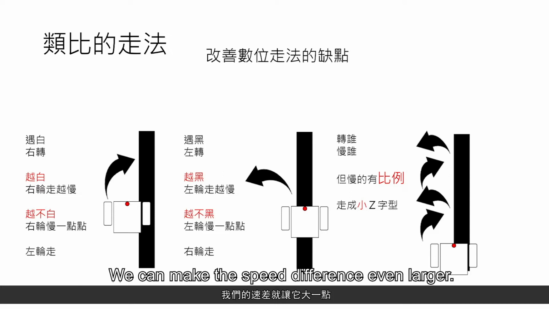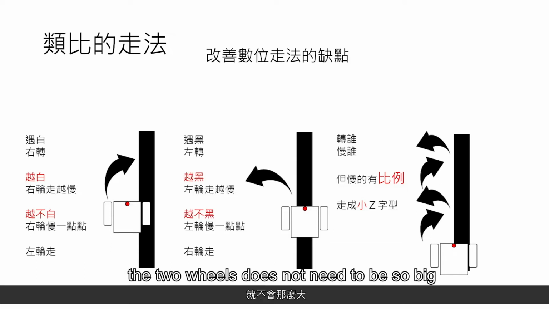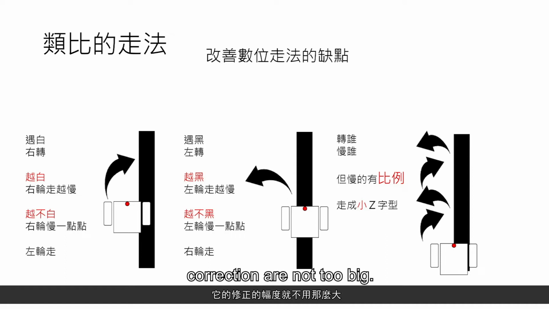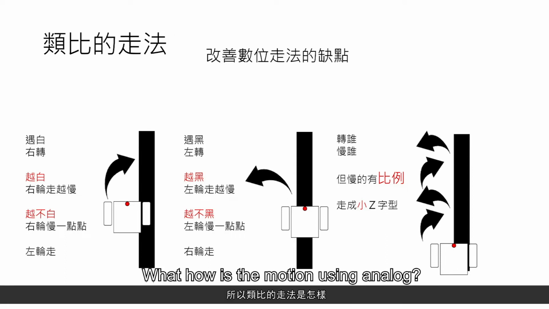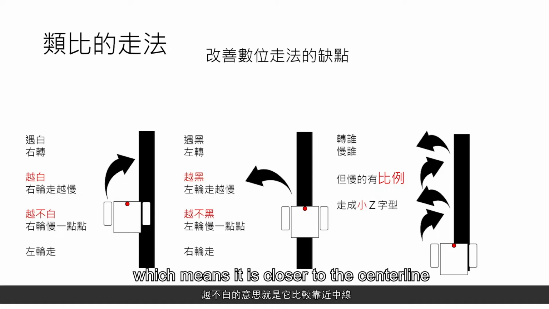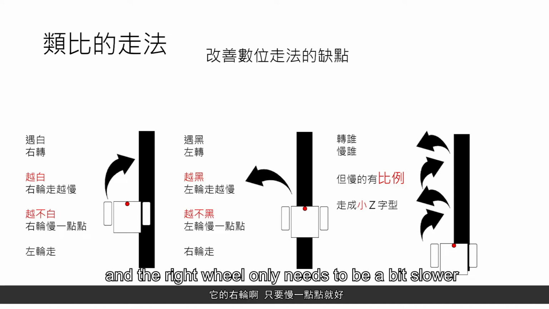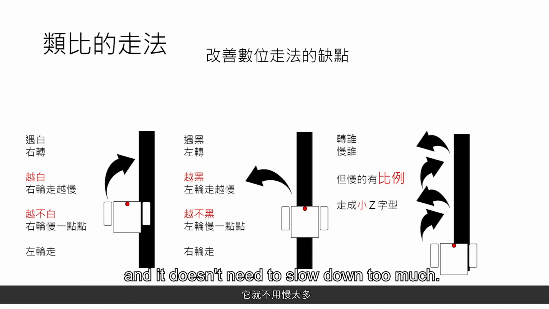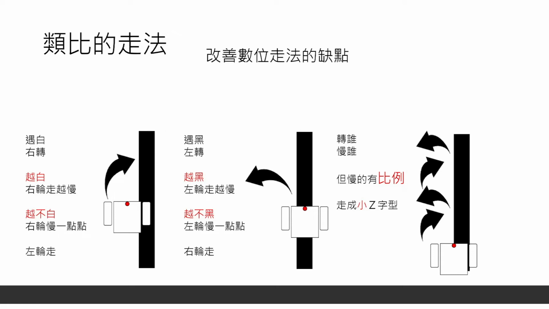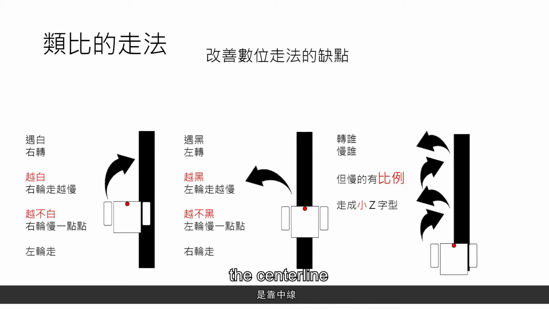We can make the speed difference even larger, but if the vehicle is close to a center line, then the speed difference between the two wheels doesn't need to be so big, and its swing and correction are not too big. What help is the motion using analog? The whiter it is, the slower the right wheel becomes. The less white it is, which means it is closer to the center line, the right wheel only needs to be a bit slower, and it doesn't need to slow down too much. Their speed differentiation will be more than 1. It will be based on how close or far with respect to the center line to make adjustments.